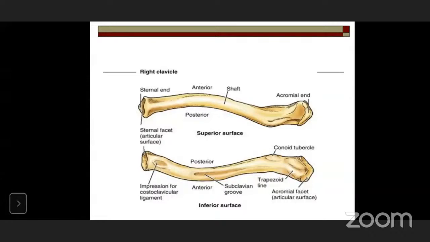If it is asked for 5 marks, the examiner will expect that all these things should be there in the clavicle. If it is not there, your marks will automatically be reduced. So for the neat labeled diagram, you can see in this picture that all the parts are explained.